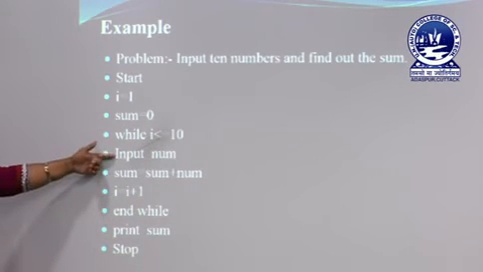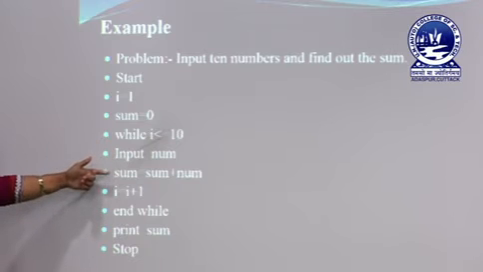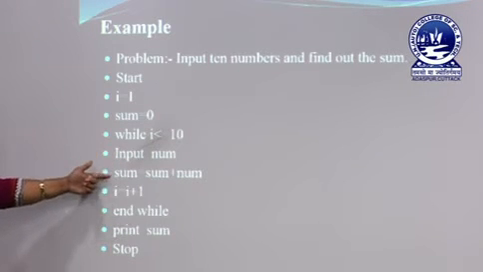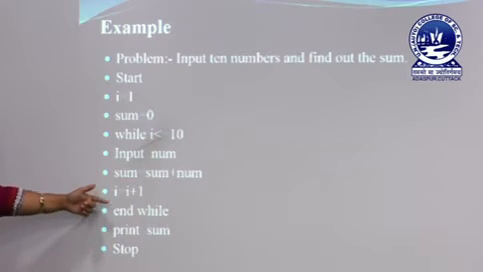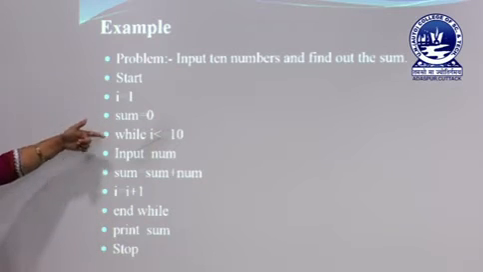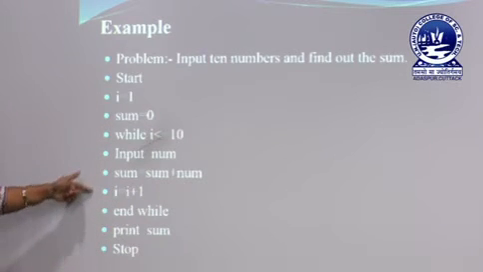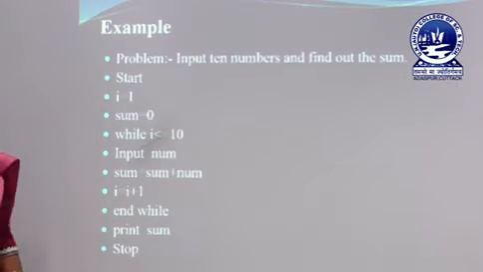Then input num means the first value we will input. Then sum equal to sum plus num. Then the first value will be added to sum. Then I equal to I plus 1. Then end while. While and end while is a loop. This loop will continue till the I value equals 10.